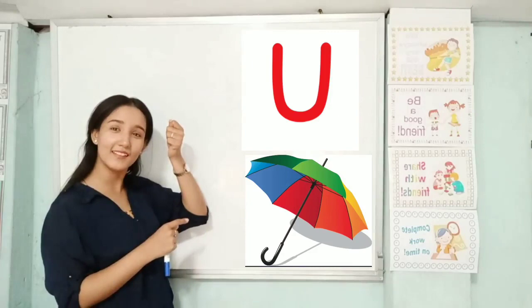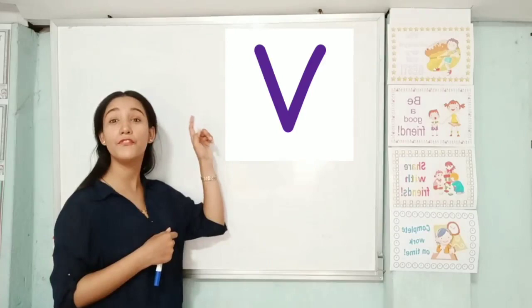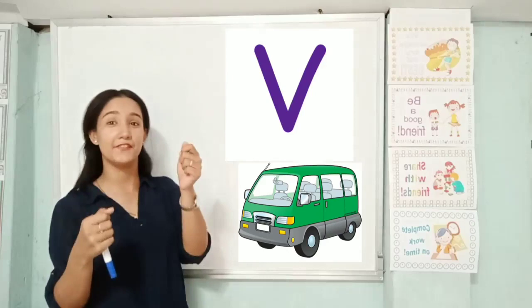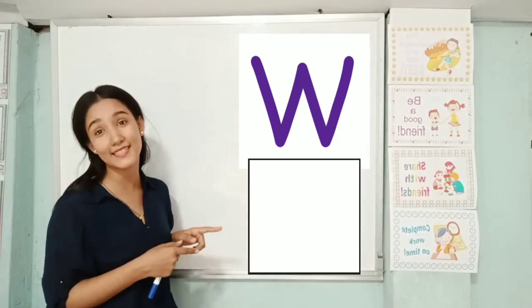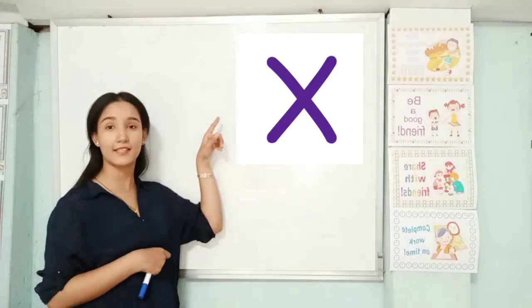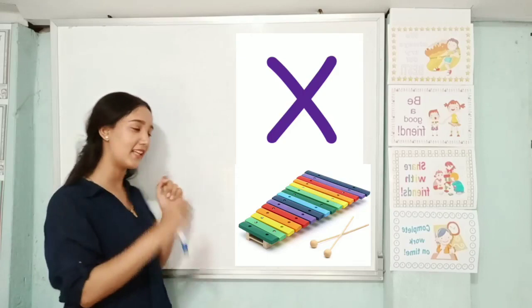Okay. And then V. V for van. Van. After V we have W. W for what? Okay. After W comes X. X for xylophone. Xylophone.